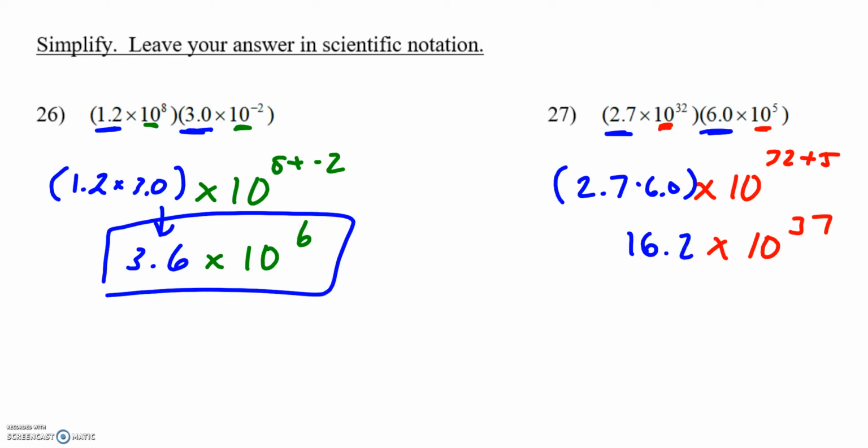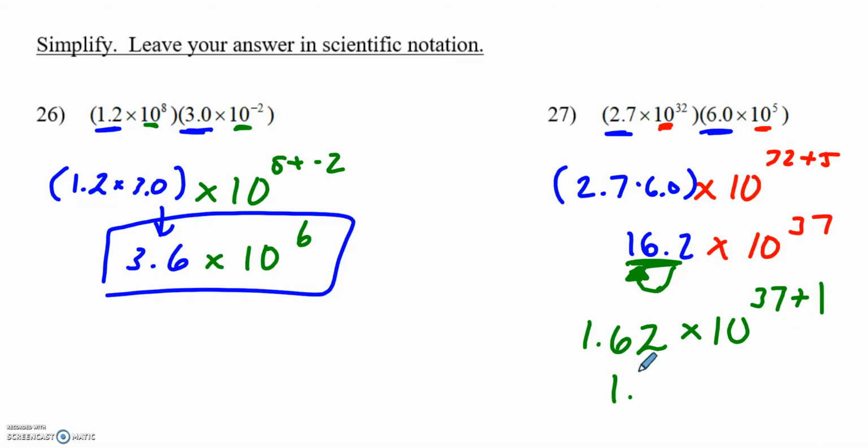Now, this time, the 16.2 is not between 1 and 10. So we need to change it to be between 1 and 10. To do so, my decimal point would have to move over 1 to become 1.62. Now, as we talked about in class, as the decimal point moves this way, it means it's farther away from where it started. So what we need to do here is have 10 to the 37 plus 1 power. Because my decimal point moved away from where it wanted to be, we really added an extra step. So my final answer will be 1.62 times 10 to the 38th power.